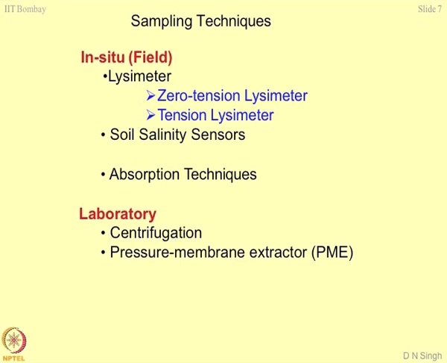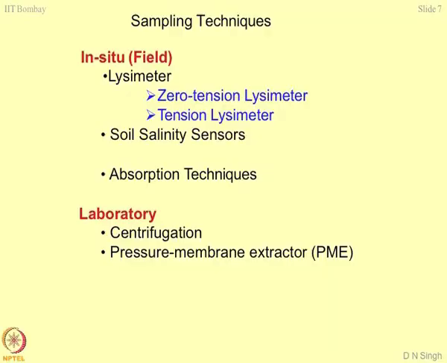Sometimes absorption techniques are also used. I'll cover these techniques a bit in detail in today's lecture. As far as laboratory is concerned, we normally talk about centrifugation technique to drain out water from the soil mass. And then the most common technique is pressure membrane extractor, PME. You apply some pressure, you squeeze out water from the soil mass. Whatever pore solution gets collected, analyze it by ICP, ICP-MS, or by atomic absorption spectrophotometer. Okay. So broadly we have two categories, one is field, another one is laboratory.